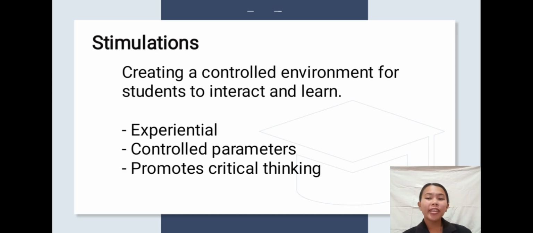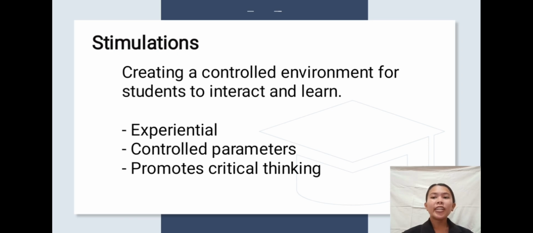Simulations, creating a controlled environment for students to interact and learn. So, simulations create controlled environments where students interact and learn. Their experiential nature allows for controlled parameters and promotes critical thinking. A simulated business environment, for example, allows students to practice decision making in a risk-free setting.